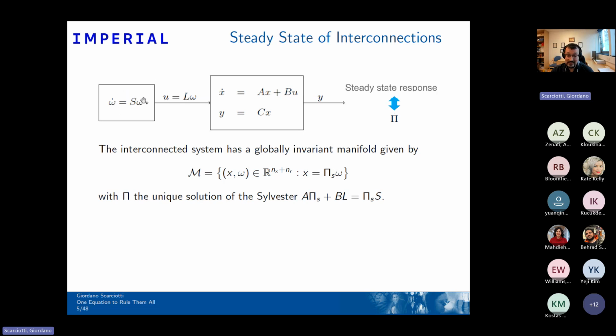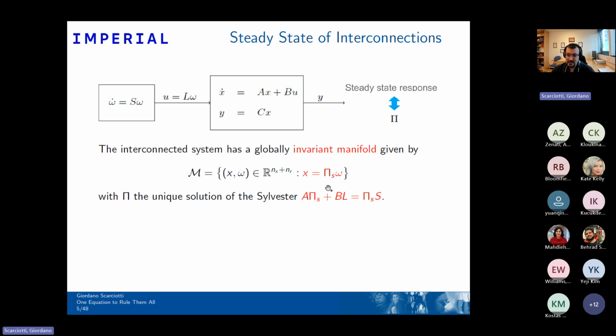So it generates signals which are going to drive my linear system. And if I interconnect this generator with the linear system through the input u equal to L times omega, where omega is the state of the generator, then it's possible to show that there exists an invariant manifold, in this case a subspace, an invariant subspace, described by all the points (x, omega) that satisfy the equation x equal to pi omega, where pi solves a Sylvester equation, okay?